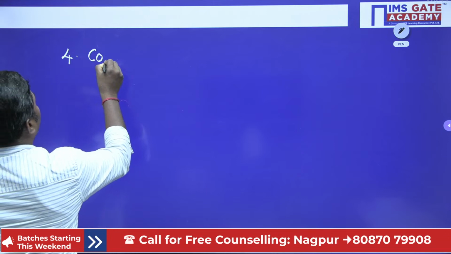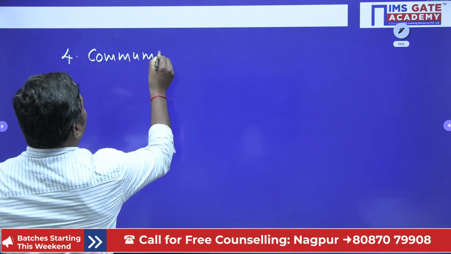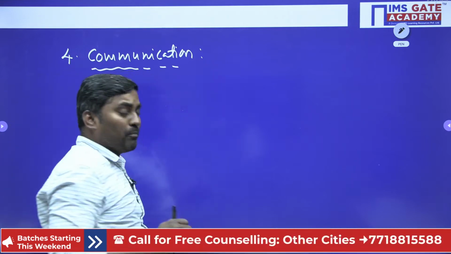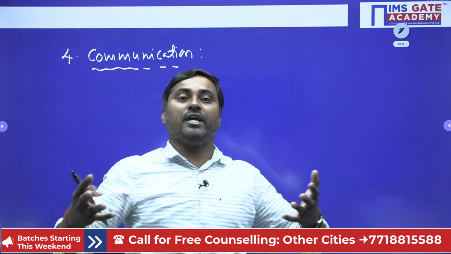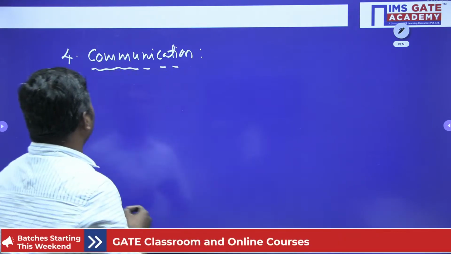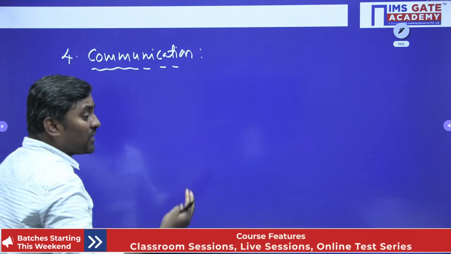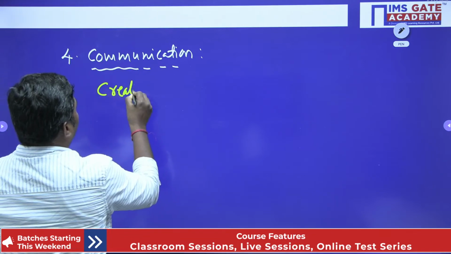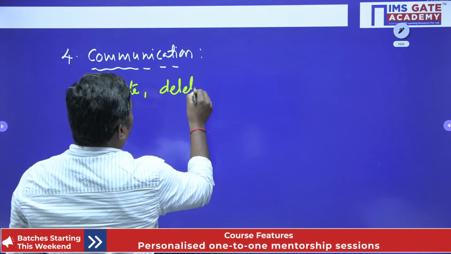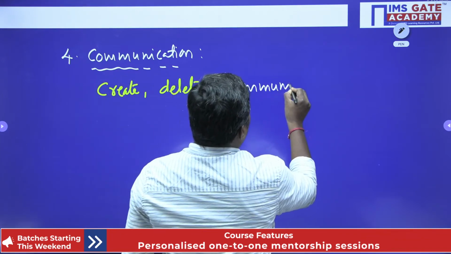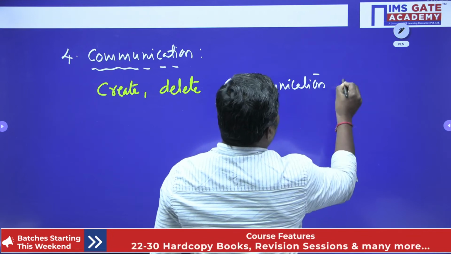Clear? Now the fourth one. What is the fourth one I said? Communication. As I mentioned, one of the major services of the operating system is creating the environment where processes can communicate with each other by transferring or sharing information. So communication means you have to establish communication between the processes. So create or delete a communication connection.